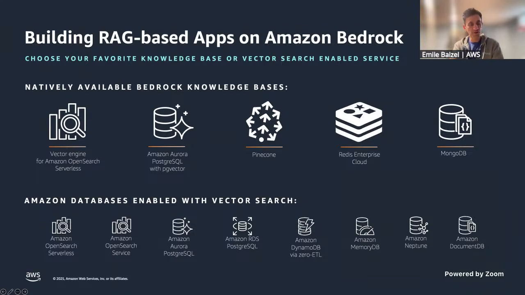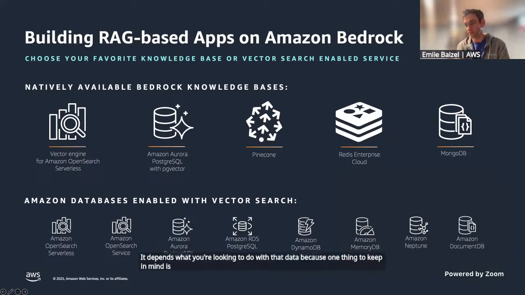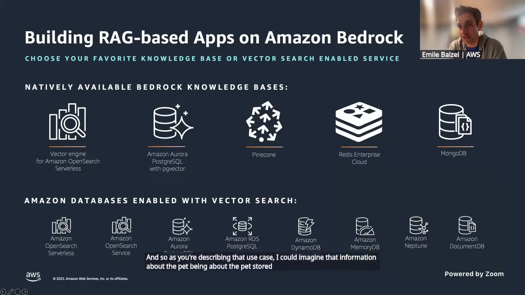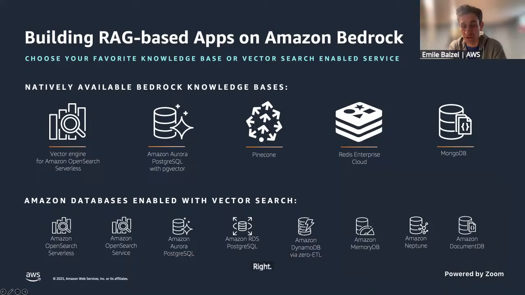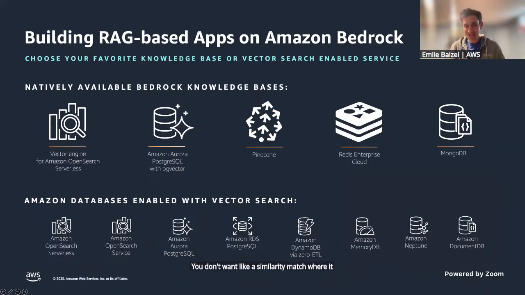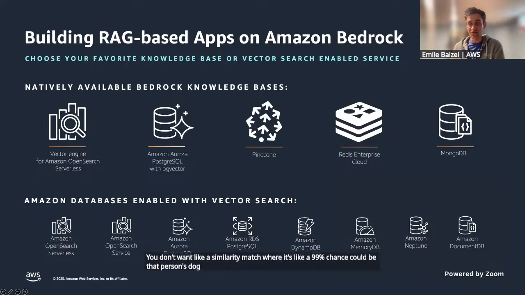It depends what you're looking to do with that data, because one thing to keep in mind is that relational databases are still really, really useful. As you're describing that use case, I could imagine that information about the pet being stored in a structured database, because when you're looking up that user's information, you always want that dog. You don't want a similarity match where it's a 99% chance it could be that person's dog, or it might be someone else's, because that's not going to help anyone.